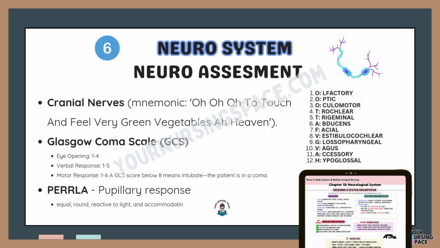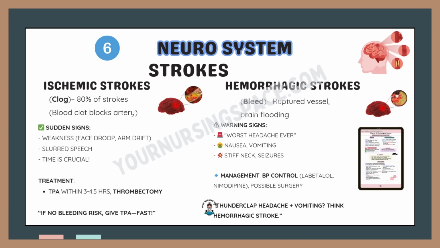Pupil assessment is another vital part of a neurological exam, commonly referred to as PERLA, which stands for pupils equal, round, reactive to light, and accommodation. If pupils are unequal or non-reactive, this could indicate increased intracranial pressure or severe brain damage, making it a critical observation in neurological emergencies. Moving on, let's talk about stroke, one of the most common neurological emergencies.